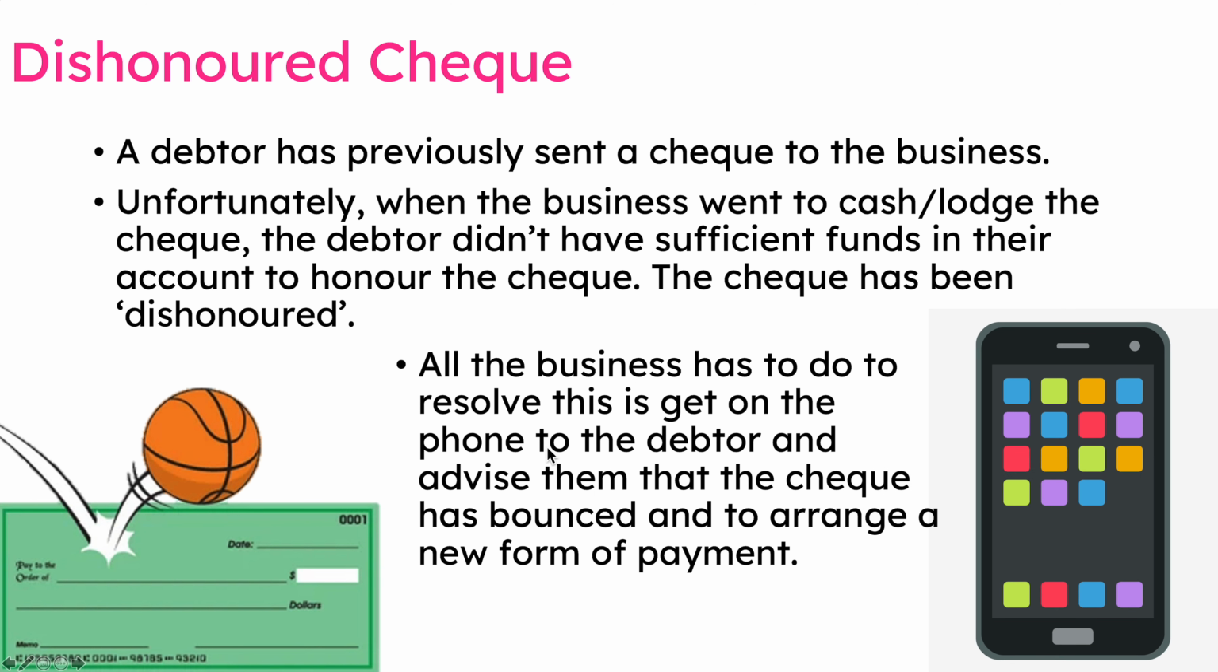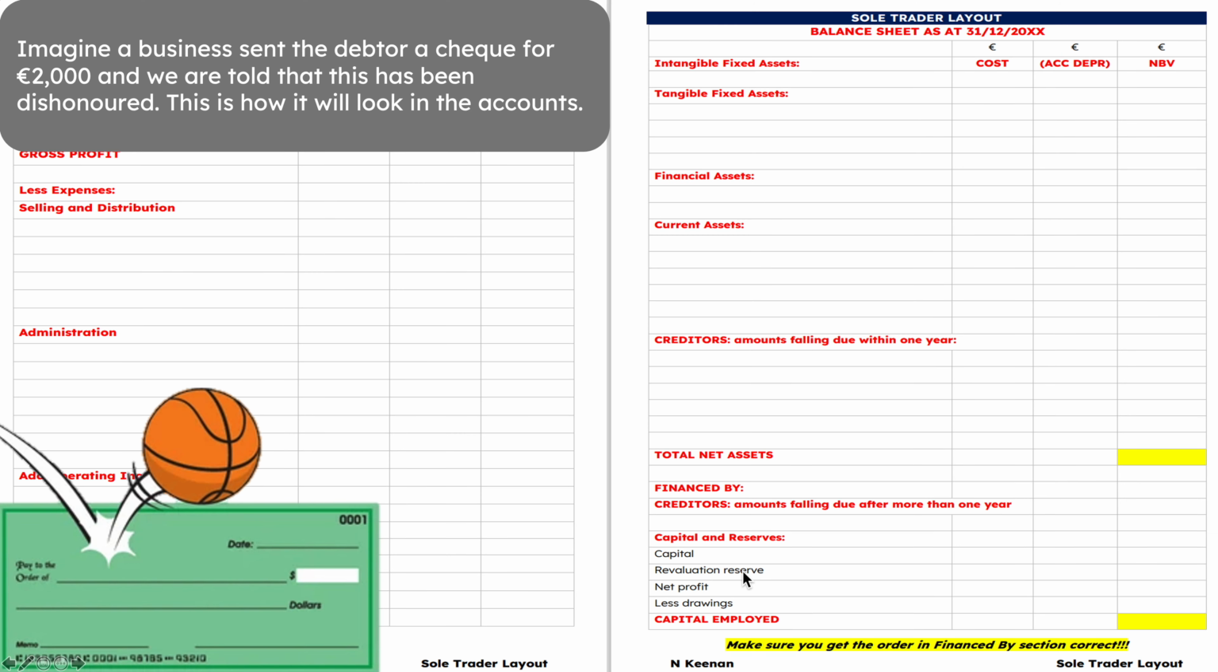So all the business has to do to resolve this is get on the phone to the debtor and advise them that the cheque has bounced and to arrange a new form of payment. That's all they have to do. So it's not like the debtor has gone bankrupt and they're never going to pay them. It's just that the cheque bounced, okay? The cheque was dishonoured. They didn't have the money currently in their account to pay for that.